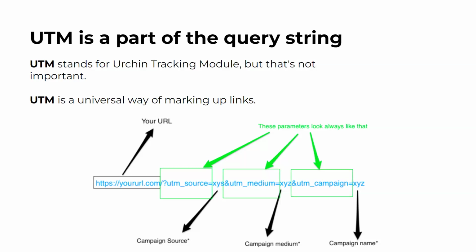So the UTM medium helps you determine the type of channel from which traffic comes. Did the customer come to your site from contextual pay-per-click advertising, paid impression banner ads, or newsletters? The UTM medium will be the one to tell you that information. Then we also have the campaign name. The campaign name is used for the name of the campaign, product, or keyword. This parameter helps to identify the different campaigns in the statistics.